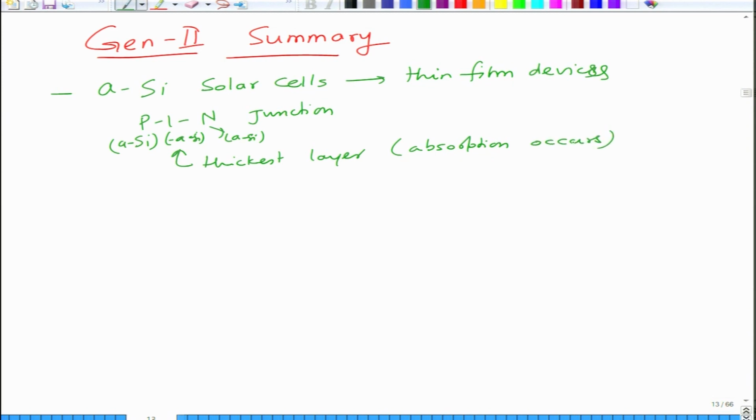These solar cells give you efficiency of the order of about 10%. This was an interesting technology at a time, but now it is not so much in favor. And the second thing that we looked at was CdTe solar cells.